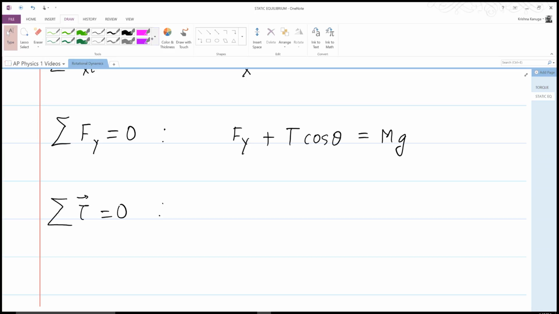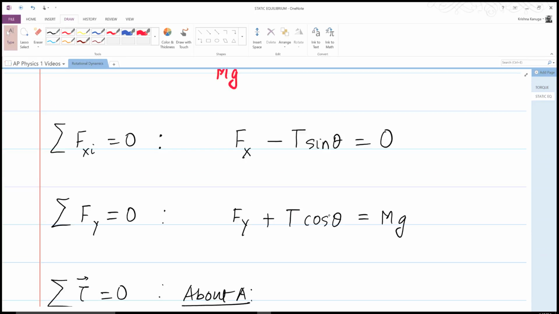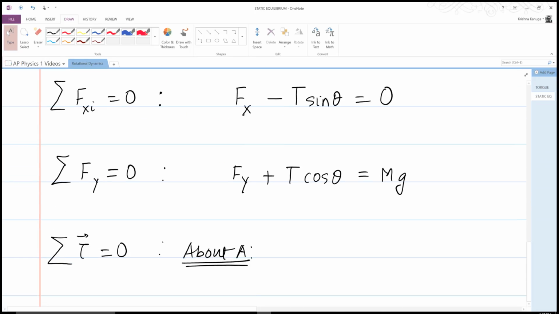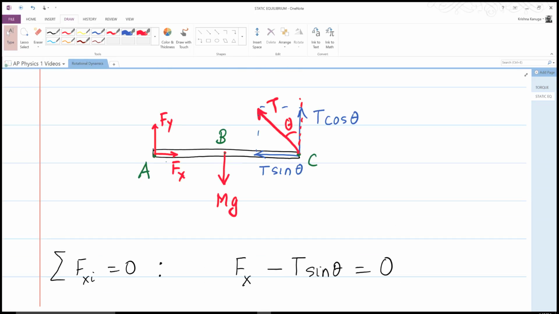So let's calculate the torque about point A. Once again, you could choose any other point. It really doesn't make any difference. Obviously, my goal is to make life as simple as possible for calculational purposes. If I take torques about A, clearly Fx, Fy, and T sine theta give us 0 torque. The only two forces that give any torque are T cosine theta and mg. T cosine theta causes a counterclockwise rotation, and mg will produce a clockwise rotation about point A.